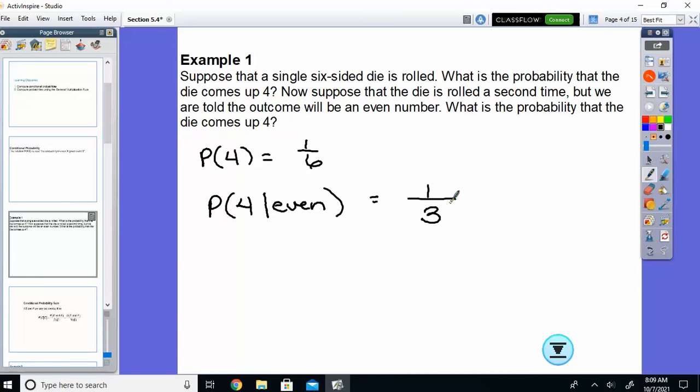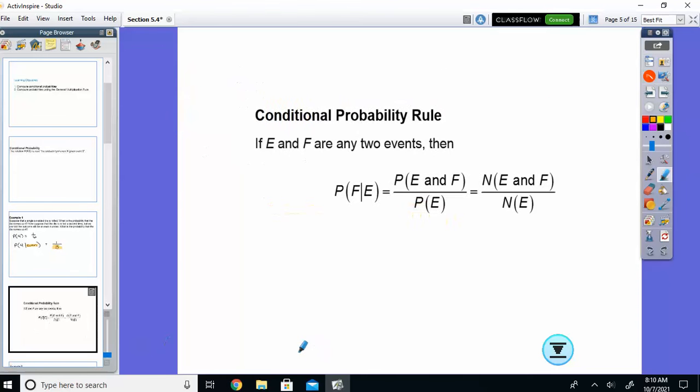So when I found that conditional probability, what changed in my fraction? My numerator was still 1, but what part of that changed? The denominator. And how did I get my denominator? Where did that come from? When you had your condition, that changed my total. So in general, the probability of F given E equals the probability of E and F divided by the probability of E.